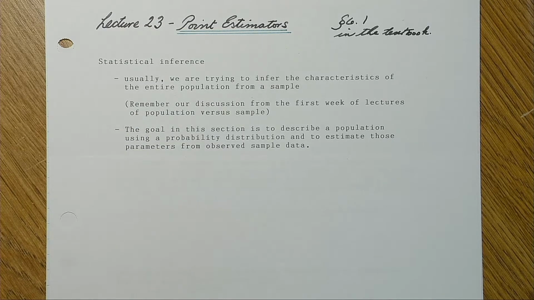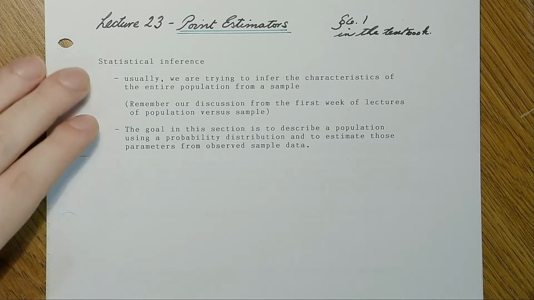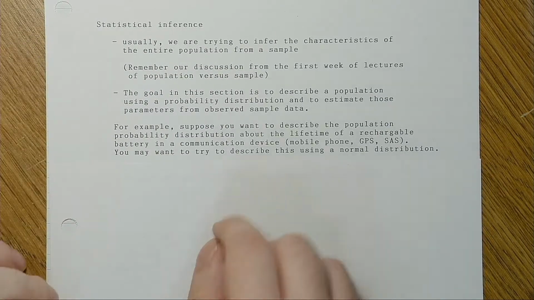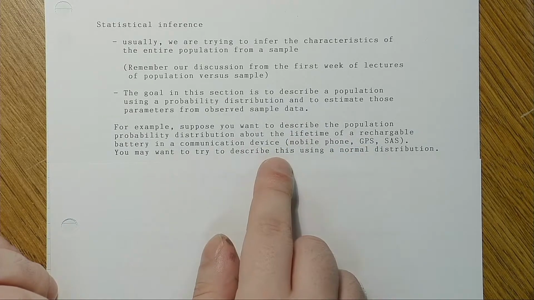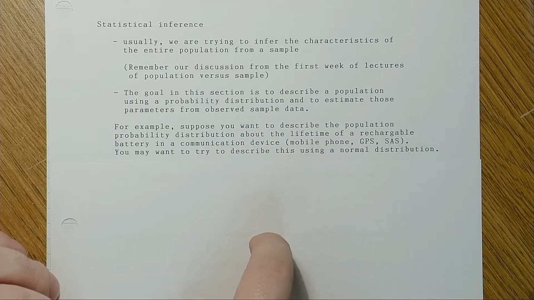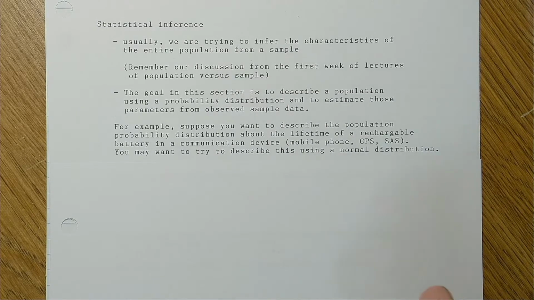Okay, so the goal in this section is to describe a population using some probability distribution, and what we have to do is estimate those parameters from the observed sample data. For instance, let's think of the lifetime of a rechargeable battery in some sort of communication device, some sort of mobile phone, GPS, situational awareness system. And you want to describe that using a normal distribution. Well, in a normal distribution, there are two parameters.